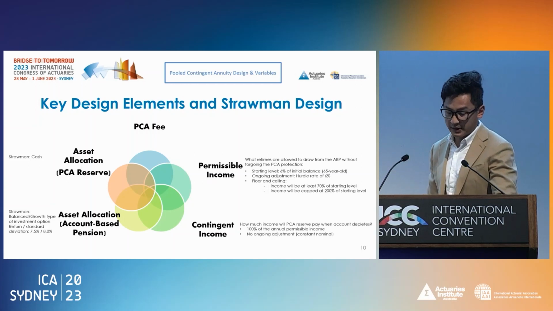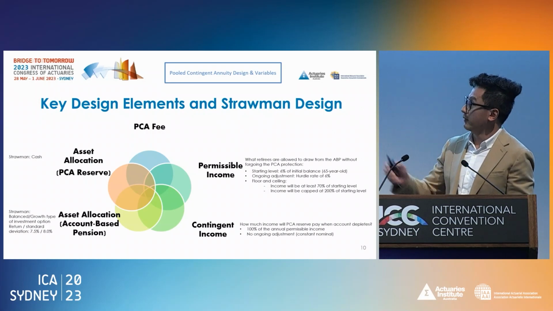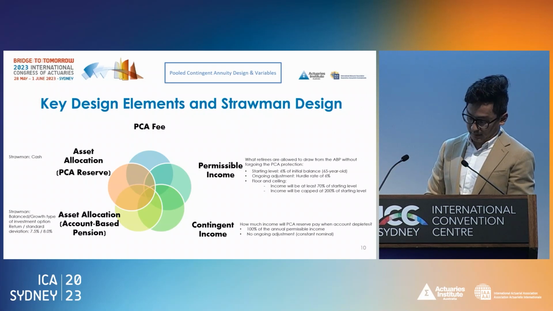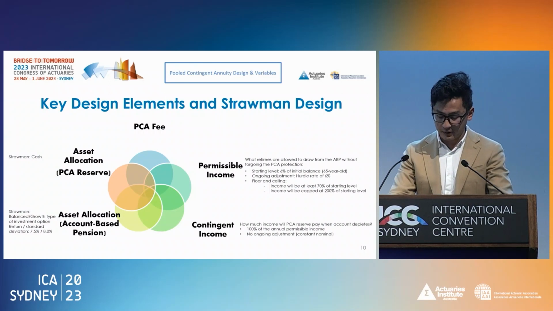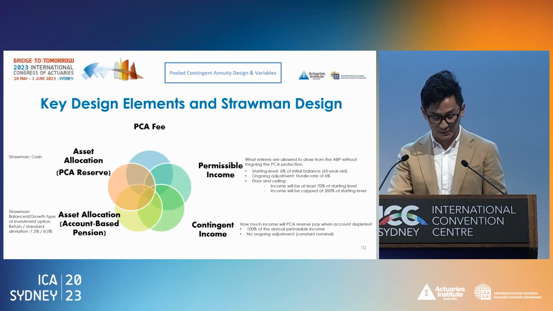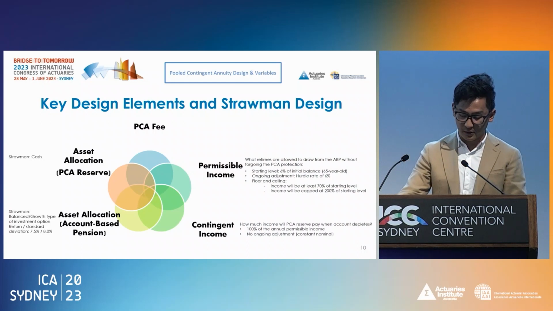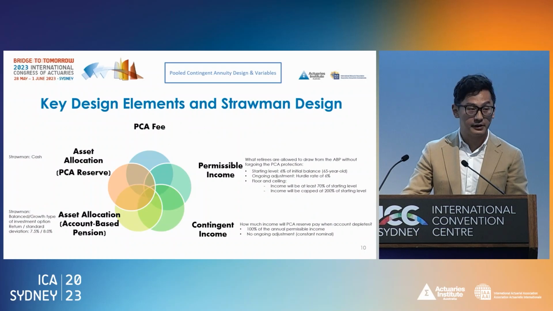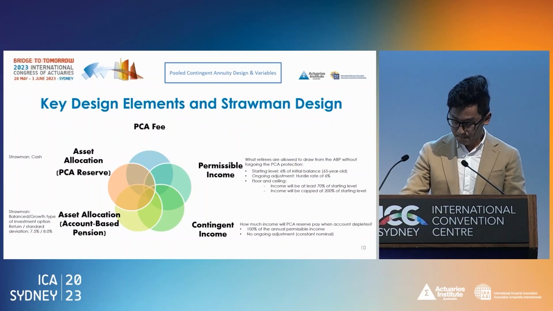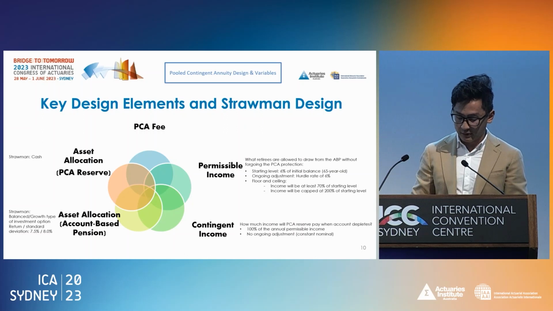And likewise, the cost of the PCA protection depends on the investment profile of the underlying account. Given most account-based pensions in Australia use a balanced type of option as a default, for our purpose, we just assume a similar investment strategy for the modeling. This actually aligns with the goal of encouraging retirees to invest in high-growth assets, which offer higher return and a long-term income. And with the protection of the PCA, retirees should feel more comfortable to do that.